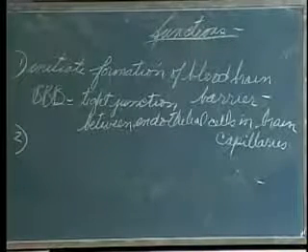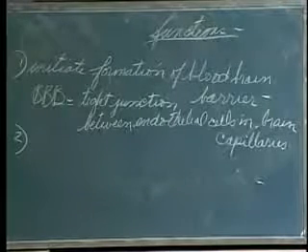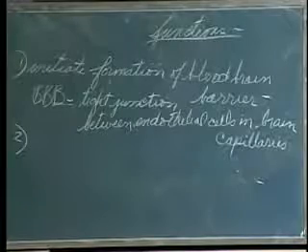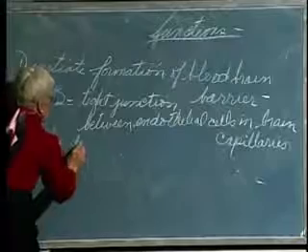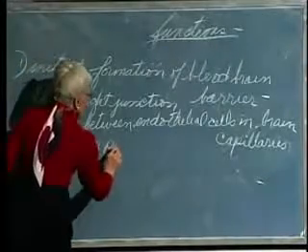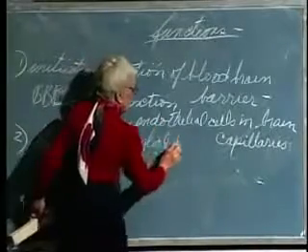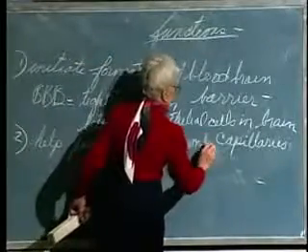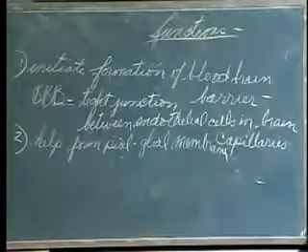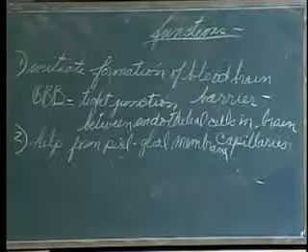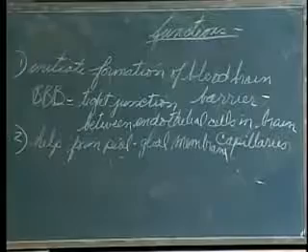The astrocytes help form the pial glial membrane. Pial glial membrane. Now, what in the world is that? We talked about the membranes that protect the central nervous system. Well, the pia is the one that's adherent to the CNS.